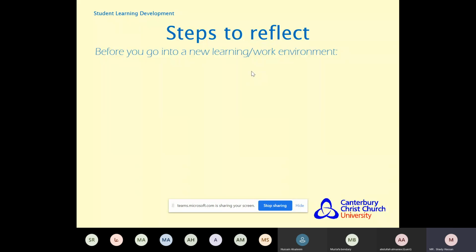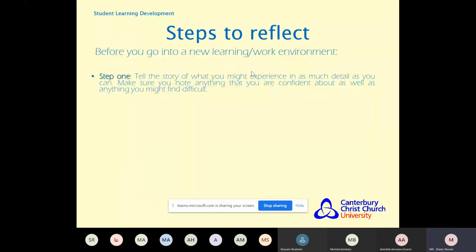Before you go into a new learning or work environment, there are steps actually to reflect. Before you go into a new learning or new work assignment, step number one, tell the story of what you might experience in as much detail as you can. Make sure you note anything that you are confident about, as well as anything you might find difficult.